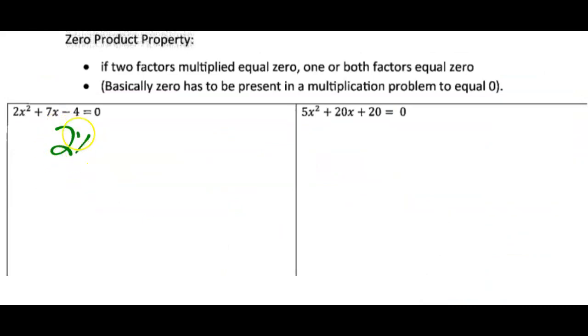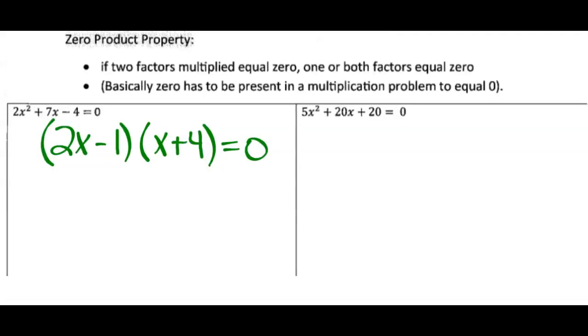So we know that this is 2x minus 1 times x plus 4. But now we have equals 0. And so since we have equals 0, I need to go one step further, and I'm going to need to find the answer for this and the answer for this if those were to equal 0, because 0 times 0 equals 0.